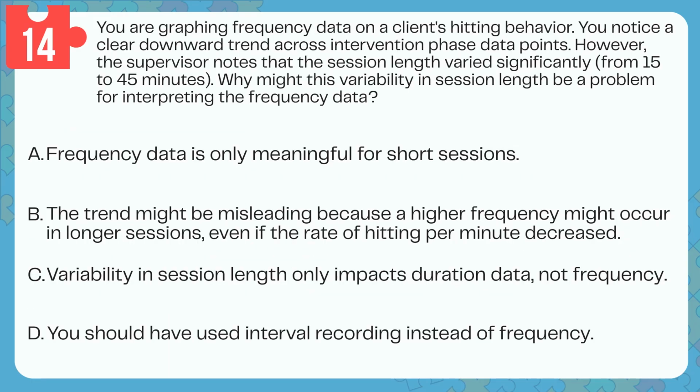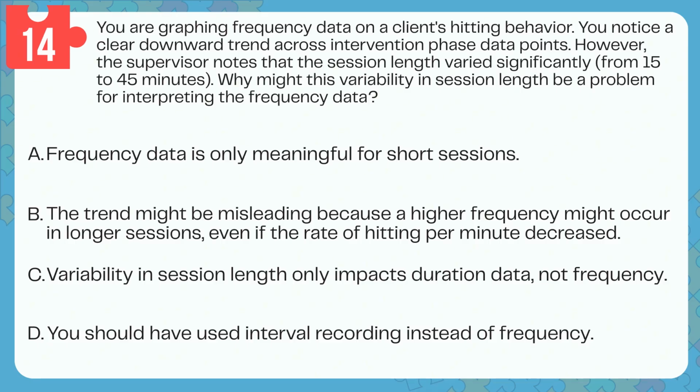Question 14. You are graphing frequency data on a client's hitting behavior. You notice a clear downward trend across intervention phase data points. However, the supervisor notes that the session length varied significantly, from 15 to 45 minutes. Why might this variability in session length be a problem for interpreting the frequency data?